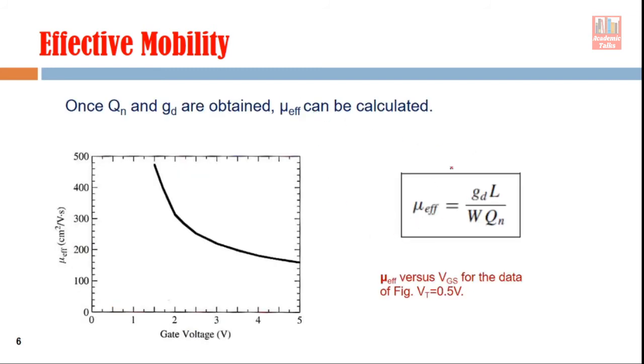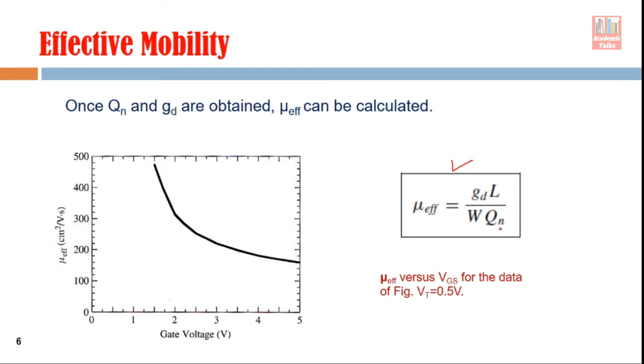So mobility you can find out from this equation. You have seen this equation, how we got it, in the first slide. So put the value of GD here and Qn here. L and W are design parameters. From the structure of the device you can see their values and you can find out the effective mobility. Now the effective mobility is plotted here as a function of gate voltage. You know that Qn changes with the gate voltage, so you can see the mobility also changes with the gate voltage.